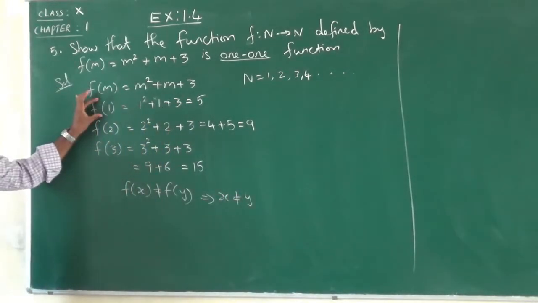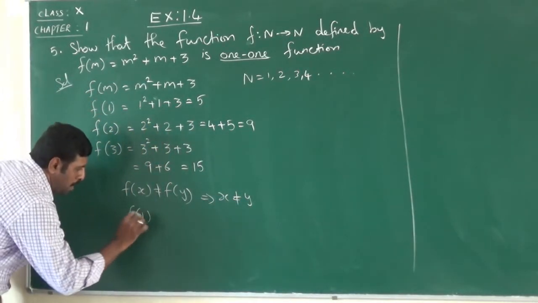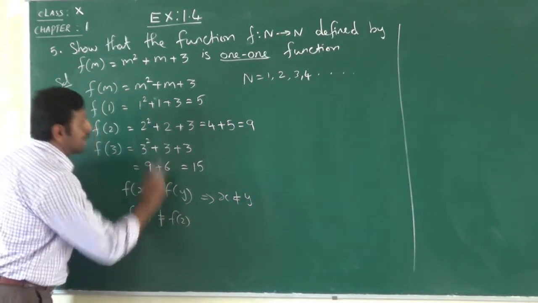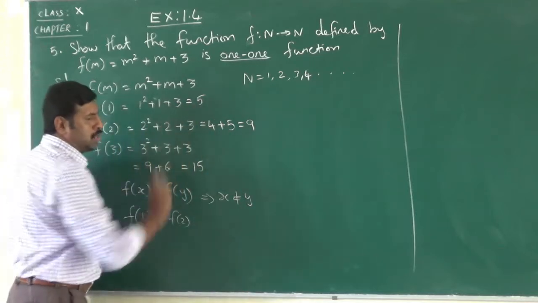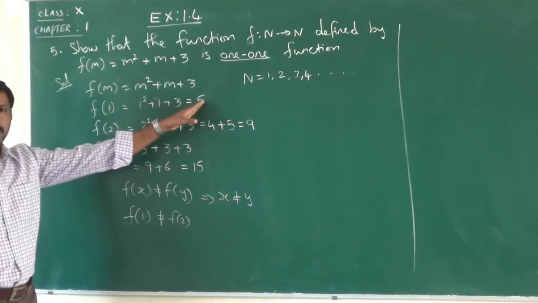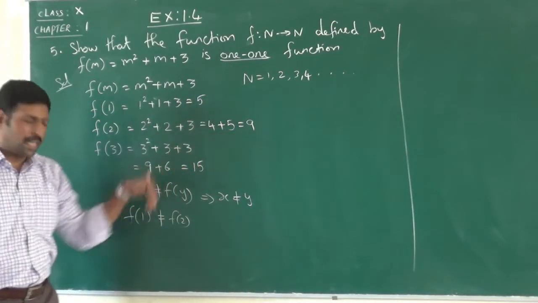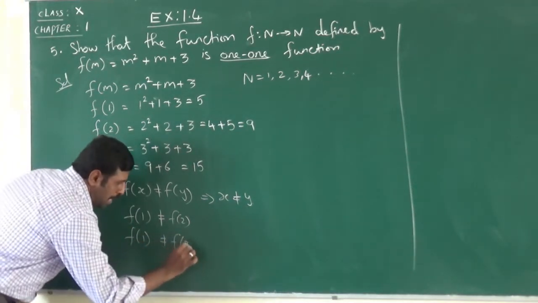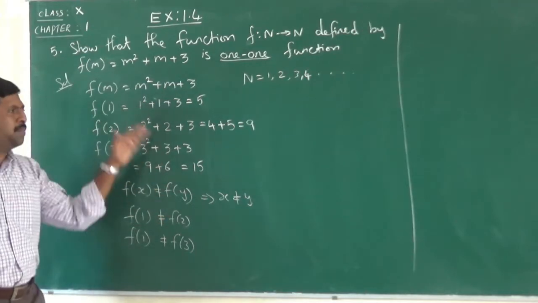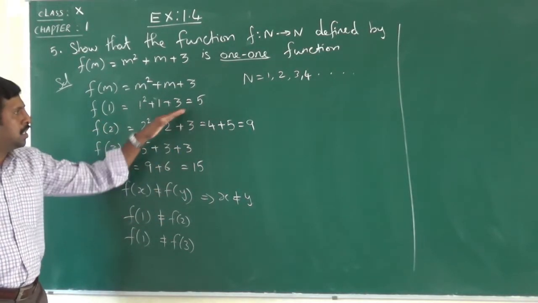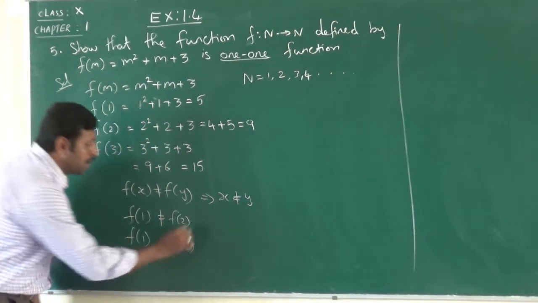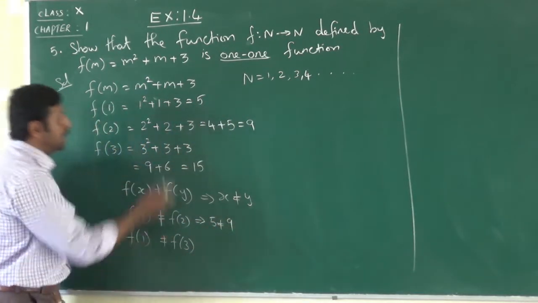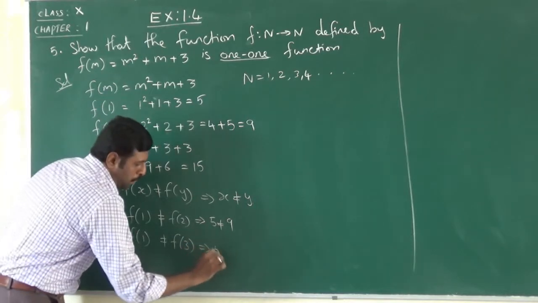Now clearly see that the function of 1 is not equal to the function of 2, because the mapping elements are 5 and then 9. The function of element 1 is 5, the function of element 2 is 9, and also the function of 1 is not equal to the function of 3. Clearly we cannot get the same elements in the images, right? So by this condition, 5 is not equal to 9 and 5 is not equal to 15.